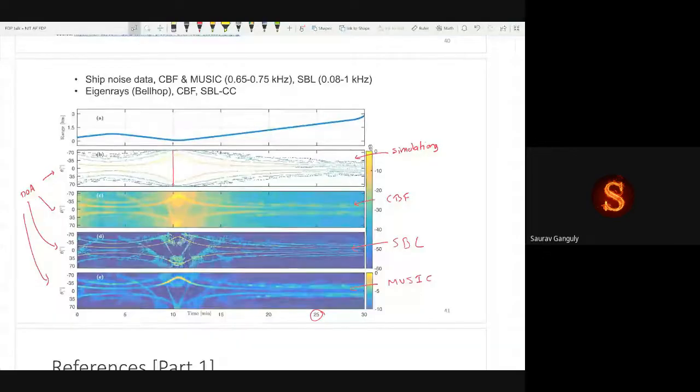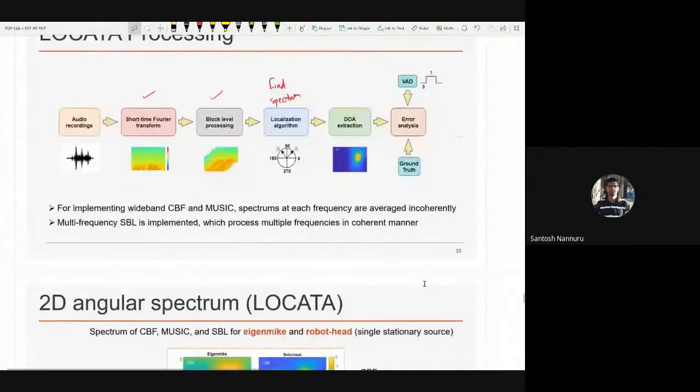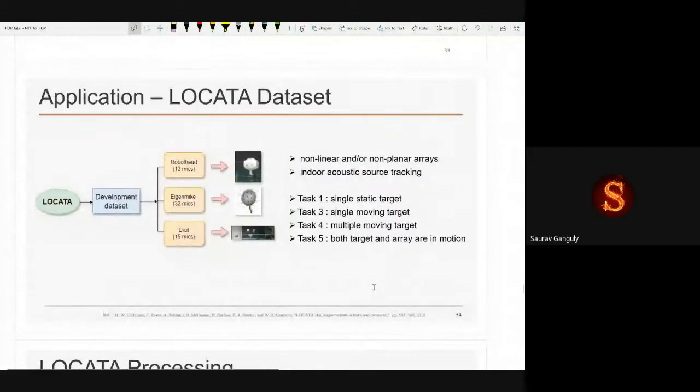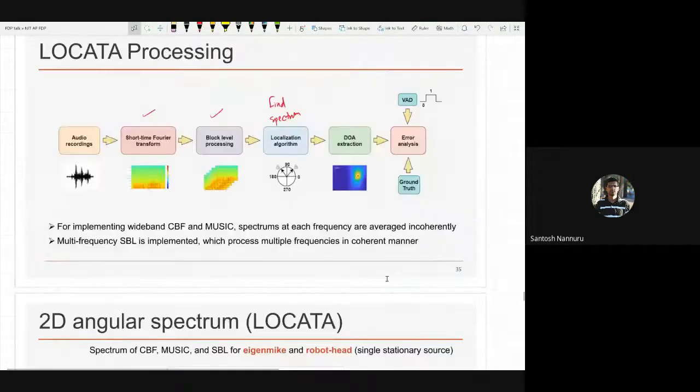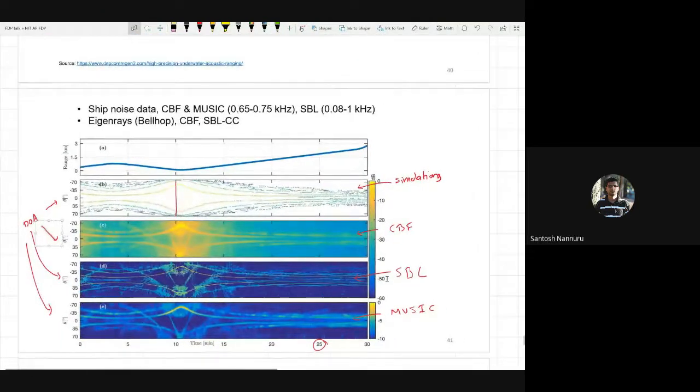Sir, just one query. What is eigenmic? In one of your slides, I found eigenmic and eigenrays. They are different. Eigenrays is the name of the algorithm or the simulator which generates this simulation. It's the name of the software. Okay.